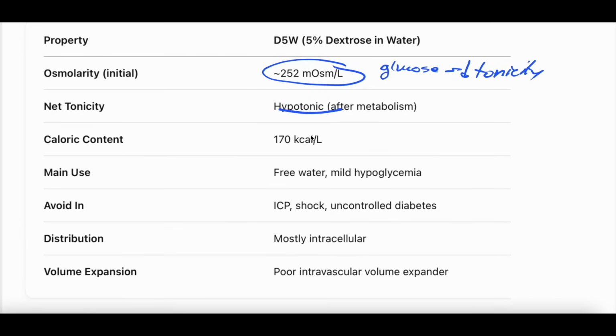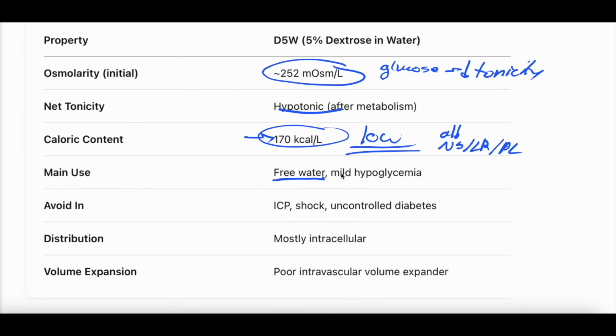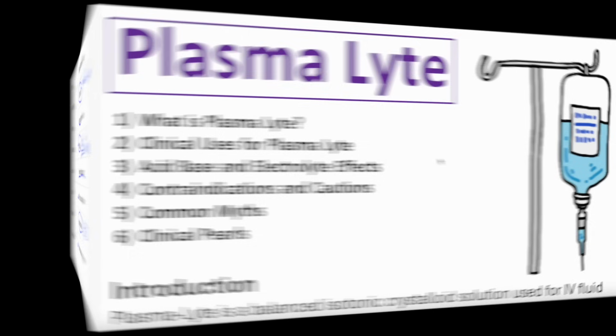As we just said, calorie content about 170 kilocalories per liter, but this is very low. This is not enough to nourish someone, although it does provide some calories, right? Albumin doesn't provide calories. Normal saline, well, it doesn't provide nutrition. Lactated Ringers, PlasmaLyte, no nutrition. So it does provide a little nutrition. Main use: free water for things like hypernatremia, and then glucose for hypoglycemia. Avoid use, we've talked about that a whole bunch. Distribution, it mostly goes intracellular, only 8% stays in the intravascular space, and it is a very poor intravascular volume expander for that reason.